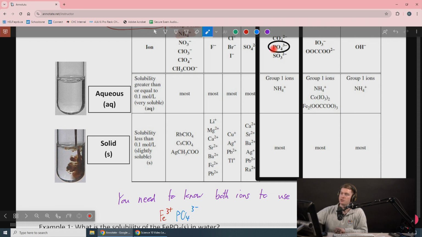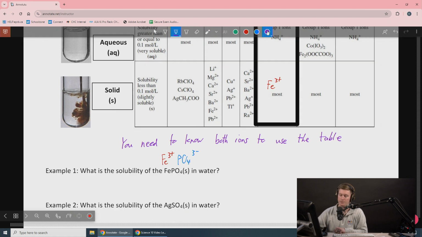We've got phosphate circled here. That is our anion. So we found our anion, phosphate. Now we travel down the column and we see that the first row says group 1 ions or ammonium. That is not iron 3+, so we're going to travel down here. Iron 3+ is going to have to fit in this most category because it is neither ammonium nor a group 1 ion. Because this is in the bottom row, we're going to say that this compound is solid. It is slightly soluble in water.